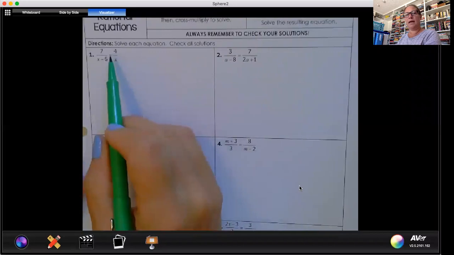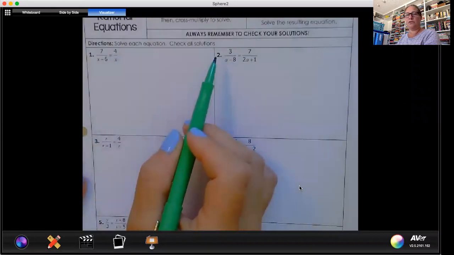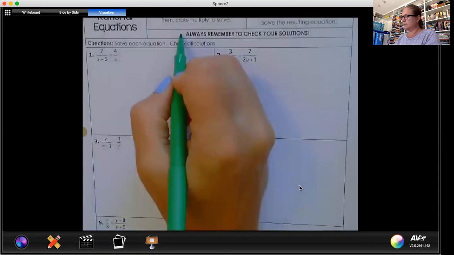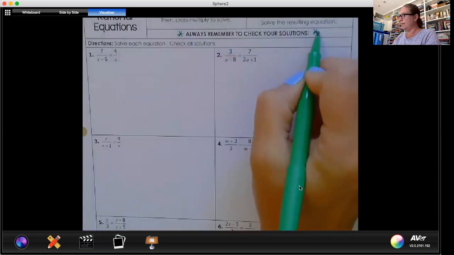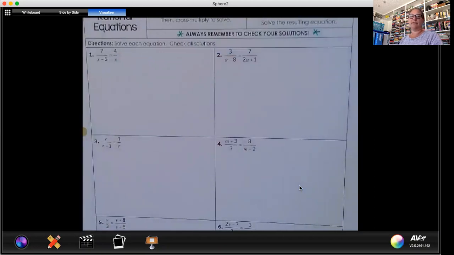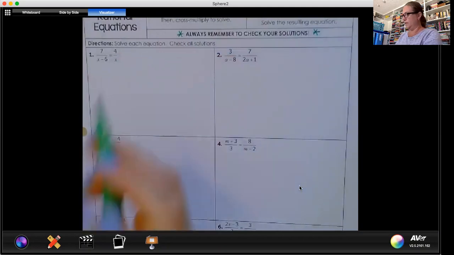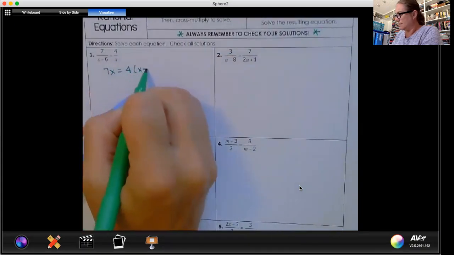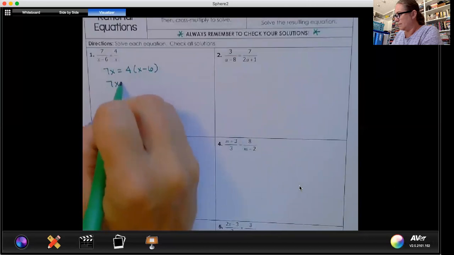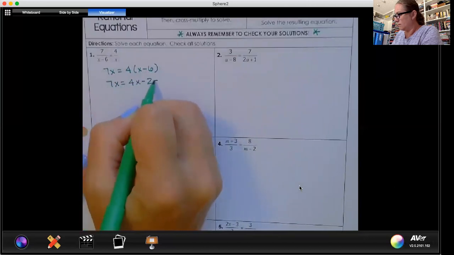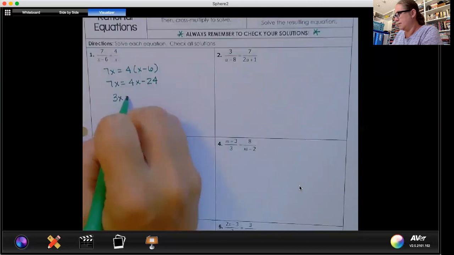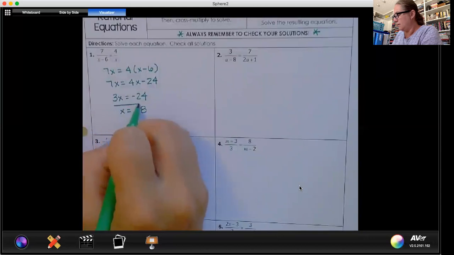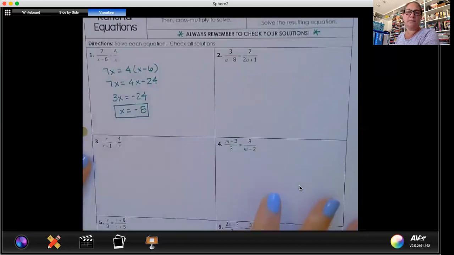Type 1 looks like a proportion, so you just cross multiply to solve. Now, you do need to make sure that you check your solutions, like it says here, because you may get a solution that makes the denominator 0, and we have to exclude that from our answers. So we're going to cross multiply: 7x equals 4 times x minus 6. So 7x equals 4x minus 24, and 3x is negative 24, so x is negative 8. And negative 8 is not going to make either of our denominators equal to 0. So we're good there.